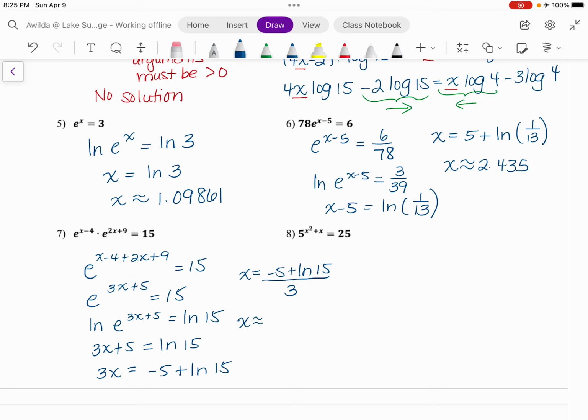Now, a problem like number 8, I would treat differently than all of the examples we've been doing so far, because here I would use the fact that 25 is a power of 5 to rewrite this as 5 to the x squared plus x power equals 5 squared. Recall that if two exponential expressions are equal and they have equal bases, then their exponents must be equal.